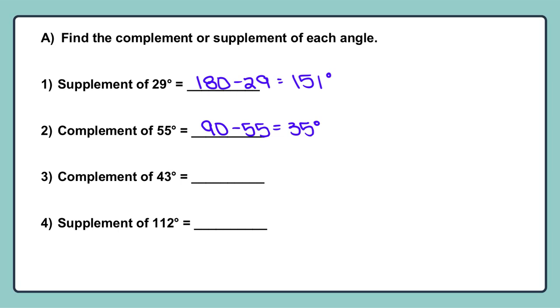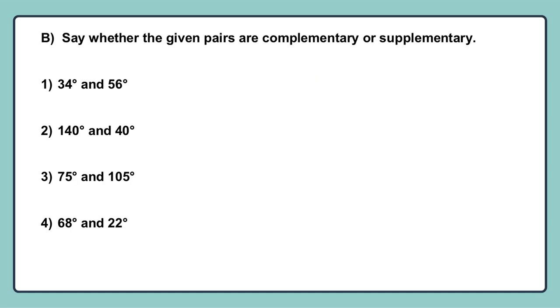Okay, the complement of a 43-degree angle. What did you get as your answer? 47 degrees. Very good. And number 4, the supplement to 112 degrees. 68 degrees. Okay, random question. I like the random questions. What's the complement to the 112-degree angle? There's no complement. Very good.